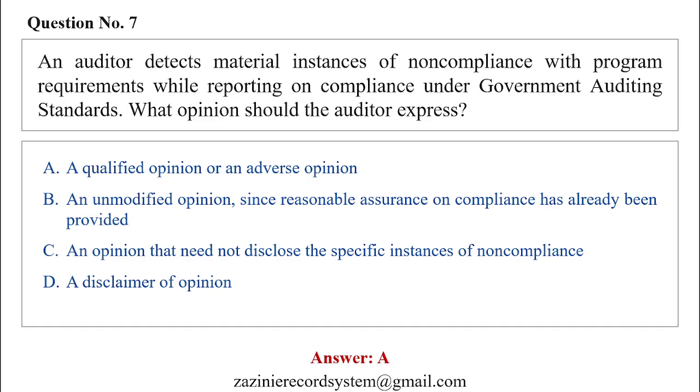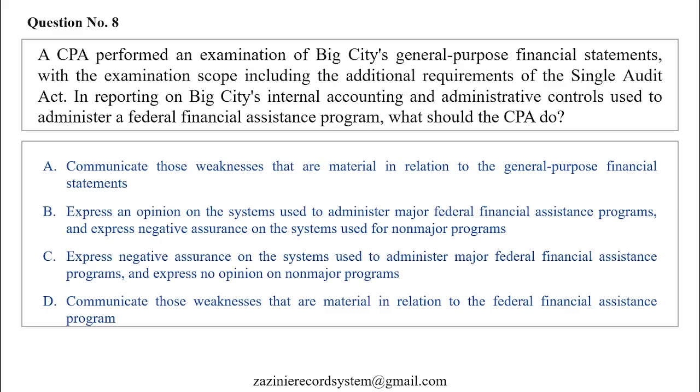Question number 8. A CPA performed an examination of big cities' general-purpose financial statements, with the examination scope including the additional requirements of the Single Audit Act. In reporting on big cities' internal accounting and administrative controls used to administer a federal financial assistance program, what should the CPA do? Letter A, communicate those weaknesses that are material in relation to the general-purpose financial statements.